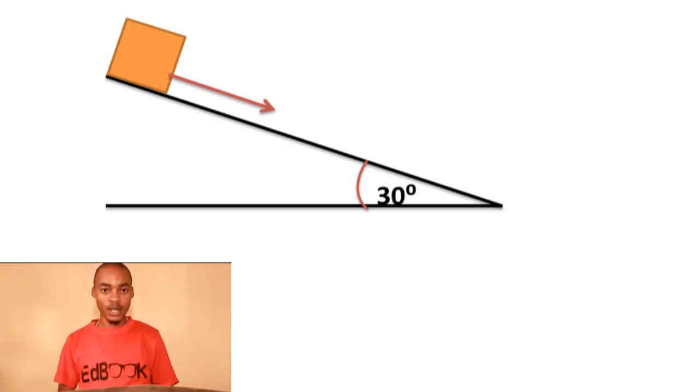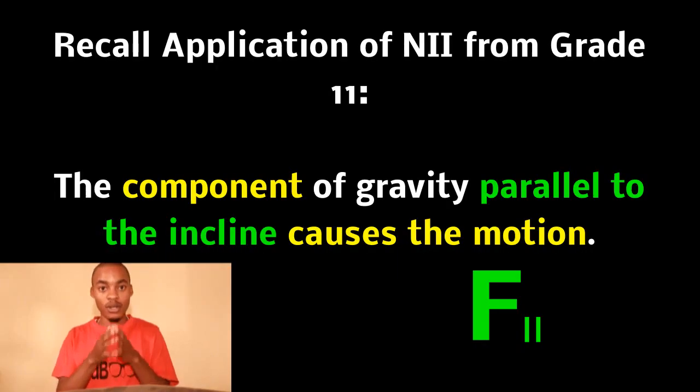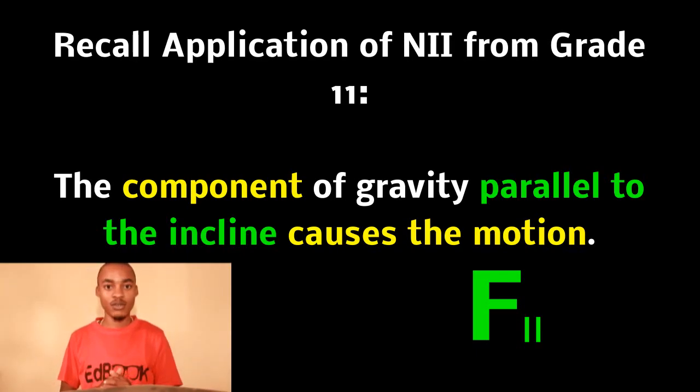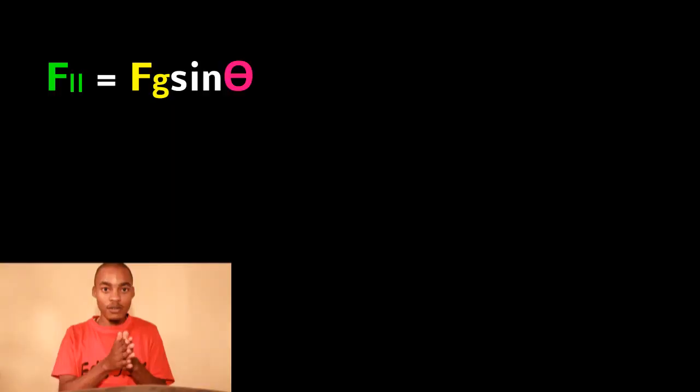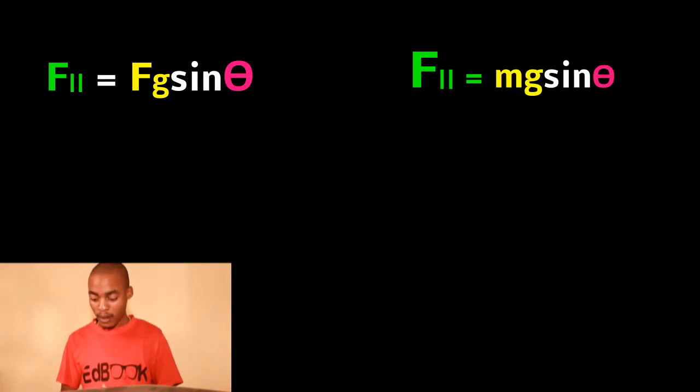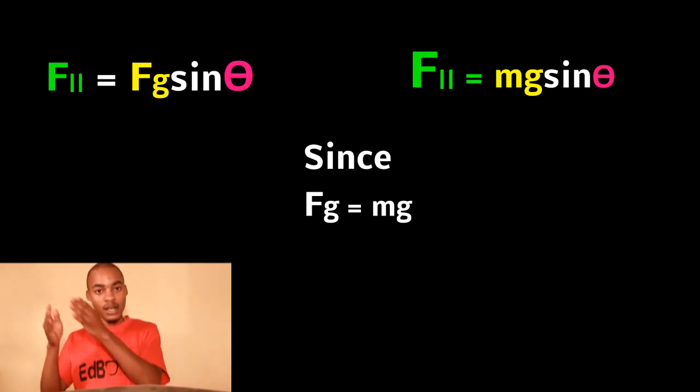So by now, if you recall your grade 11 work, you can tell that it's actually the parallel component of gravity, the component of gravity that is parallel to the inclined surface, that is responsible for the motion. And if you were to revise your grade 11 work, you would remember that the parallel component of gravity is equal to the force of gravity multiplied by the sine of the angle of the inclined surface. So that would be F parallel is equal to mg sine theta.